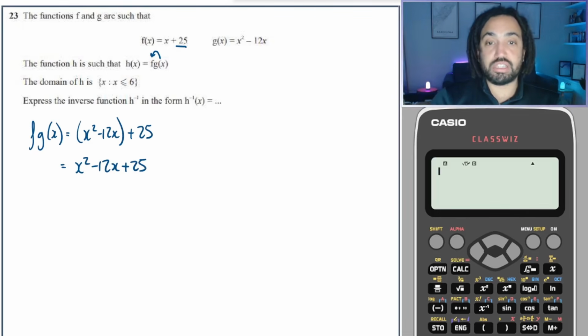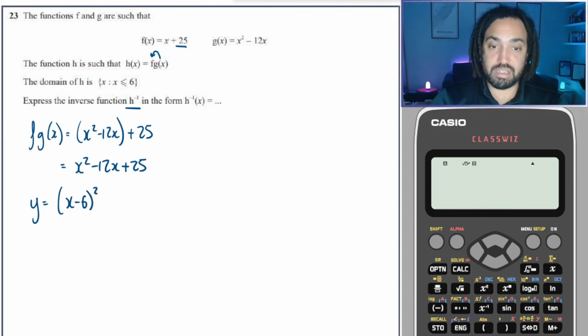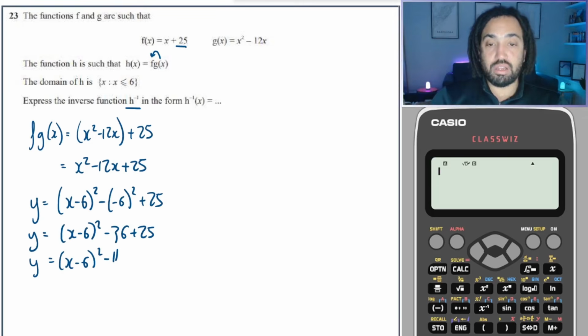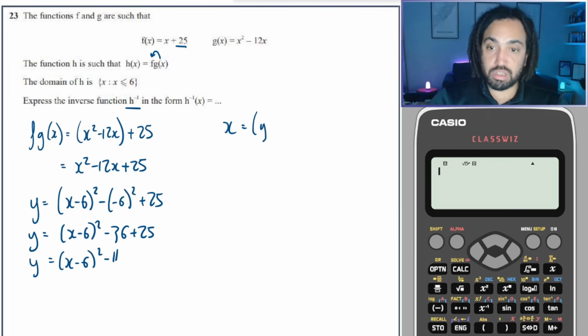And then look at this, surprise, surprise. Again, find the inverse function of a quadratic. Okay, so let's see if we can do this super quick. Complete the square, like so. Write this as minus 36 plus 25. And minus 36 plus 25 is minus 11. Okay, swapperoo.